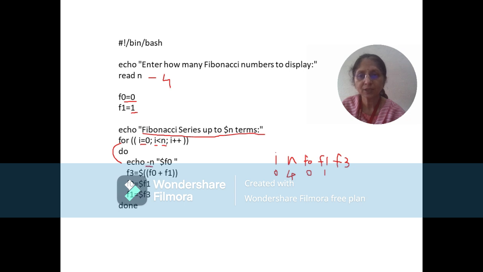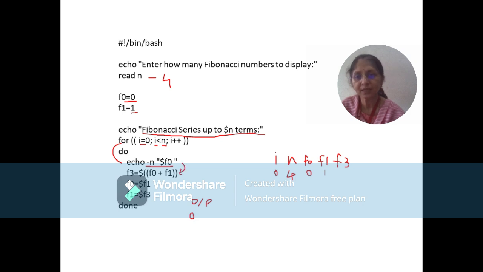In this case, we are echoing the first Fibonacci series. So this is the output. We are displaying the first Fibonacci number here. So the first Fibonacci number is displayed as 0. Okay, then the control comes to the next line.